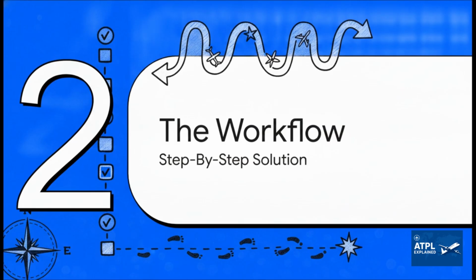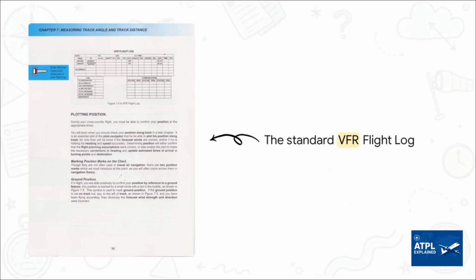Moving on to Section 2, the workflow, our step-by-step solution. Because solving a navlog isn't just math, it's about following a highly specific sequence without ever skipping ahead. So here's the standard VFR flight log. You really need to treat this as your ultimate organizational tool for dead reckoning. In the cockpit, this keeps you ahead of the aircraft. And in the exam hall, it keeps your math totally organized and stops you from using the wrong variable.